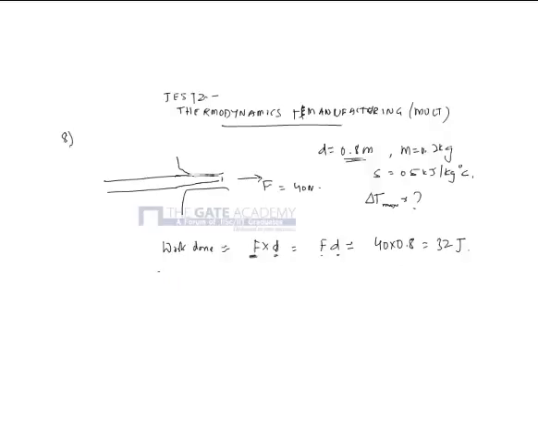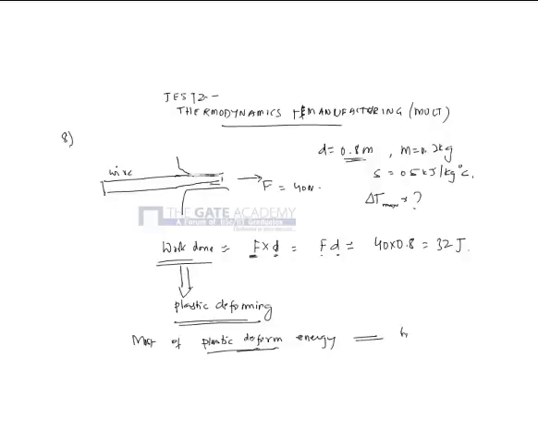Now assuming that this entire work done goes into plastically deforming the body, so there is no velocity, the velocity of this wire is negligible, you can assume, so it doesn't have any kinetic energy, so the entire work done goes into plastic deformation. And we know that most of the energy that goes into deforming the wire, the plastic deformation, most of it goes into heat.